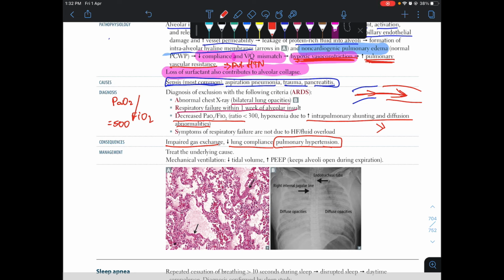And the management or treatment includes, the underlying cause should be treated first, that is sepsis or trauma or any other causes should be treated first. And mechanical ventilation by increasing the PEEP, that is positive end-expiratory pressure should be increased, and decreasing the tidal volume, that is decreasing the tidal volume to less than 500 milliliters.